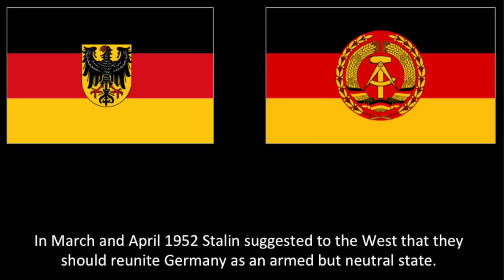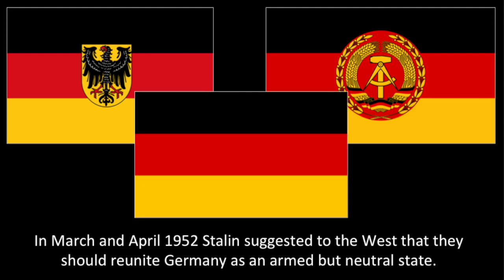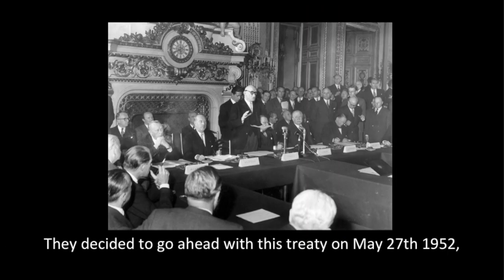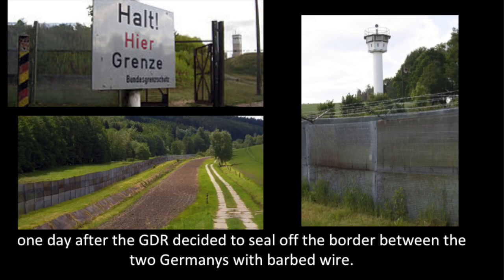In March and April 1952, Stalin suggested to the West that they should reunite Germany as an armed but neutral state. But the West were about to sign a European Defence Community Treaty to arm West Germany with a European force, and they saw this as an attempt by Stalin to disrupt their own plans. They decided to go ahead with this treaty on May 27, 1952, one day after the GDR decided to seal off the border between the two Germanys with barbed wire.